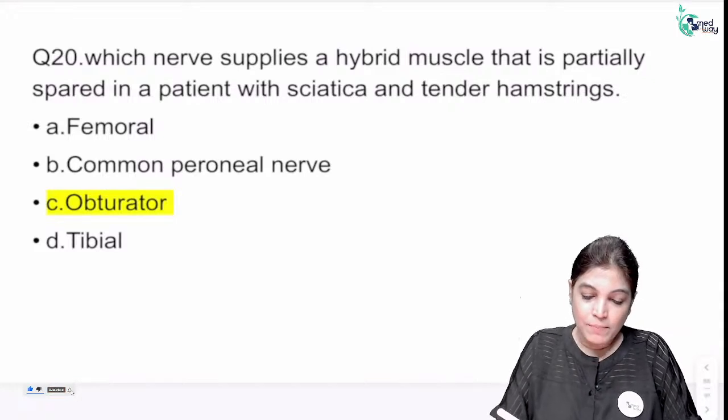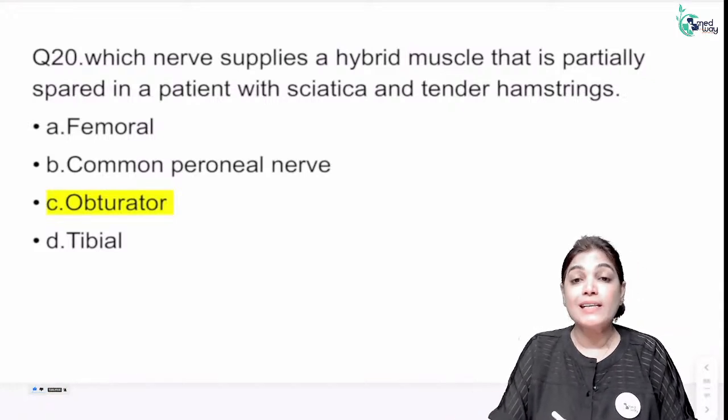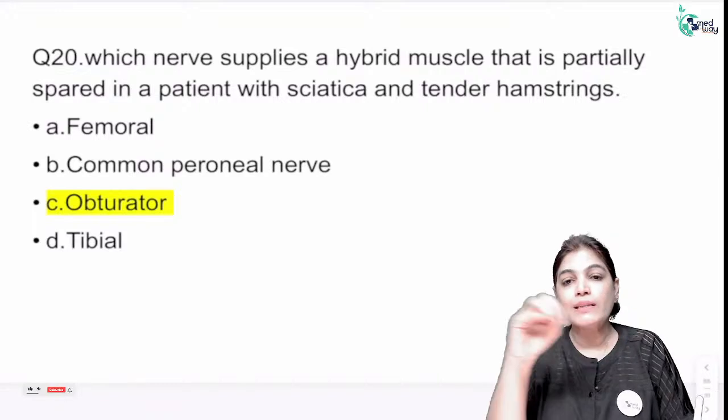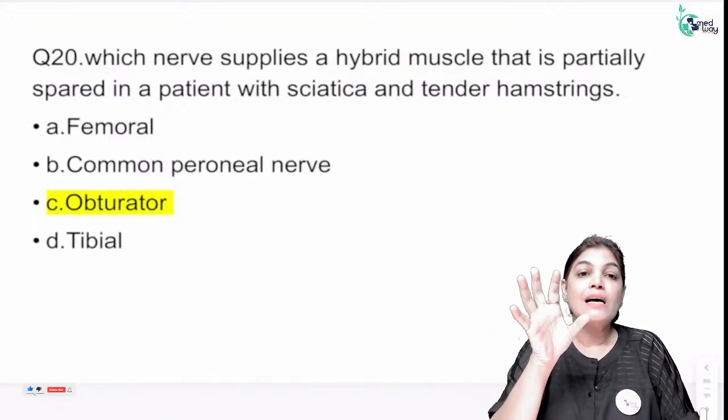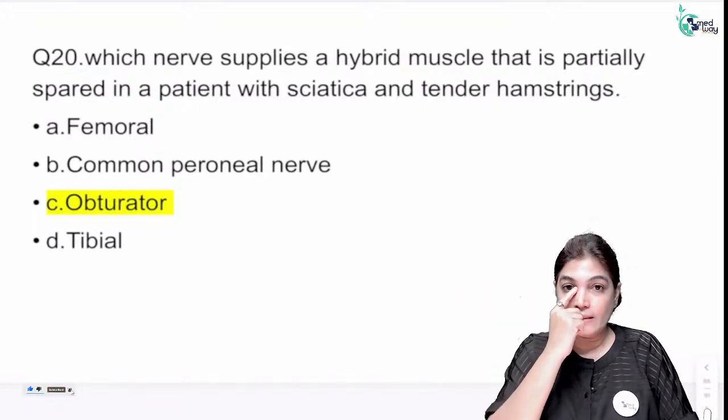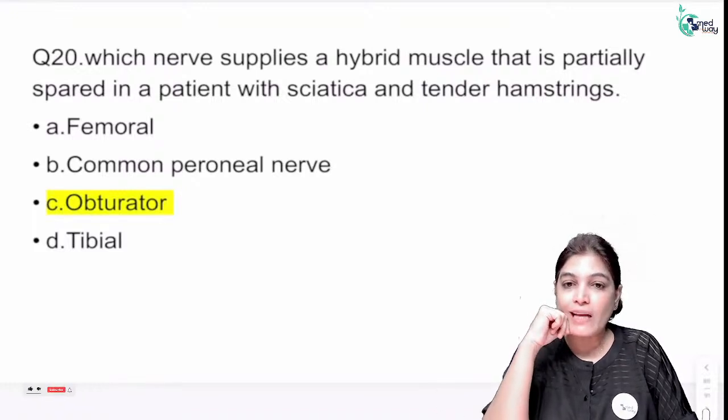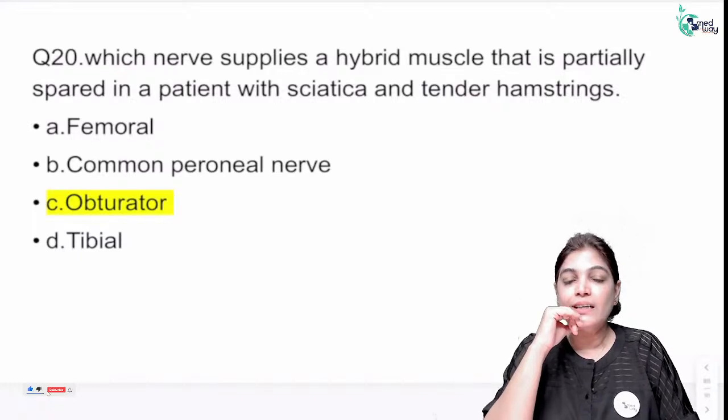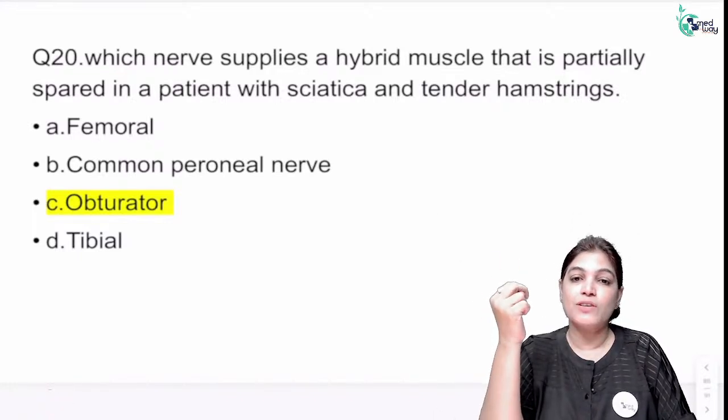Now, which nerve supplies a hybrid muscle? Actually, in the general anatomy session, I have given you the whole list of hybrid muscles, but the question is about what is spared in sciatica and tender hamstring muscle. If I talk about the hamstring group, we have got two kinds of muscle which are hybrid muscles.